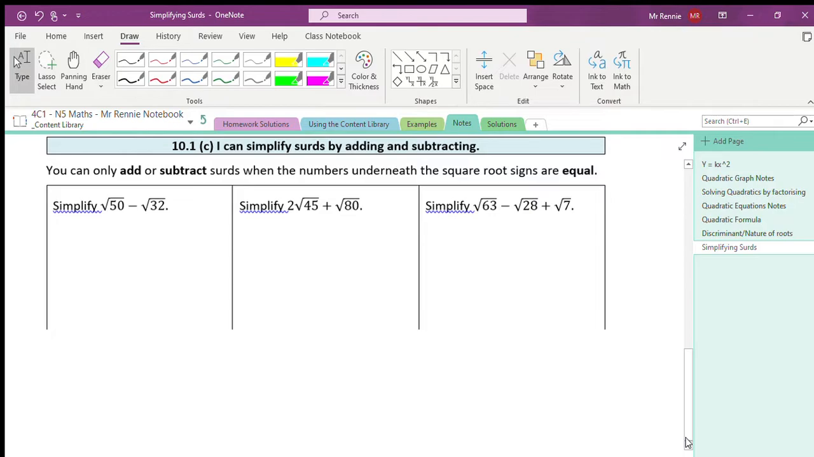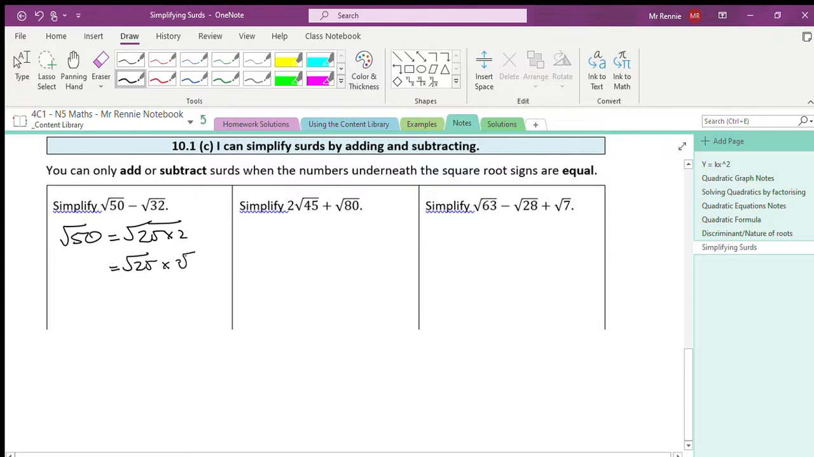Okay, and it's probably easier to see how a question works first before you really understand this process. So what we do is we look at this first question, and my job here is to simplify both of these, because they can both be simplified. So root 50, that could become root 25 times 2. That can be square root of 25 times root 2. That gives me 5 times root 2, that gives me 5 lots of root 2. So root 50 can become 5 root 2.